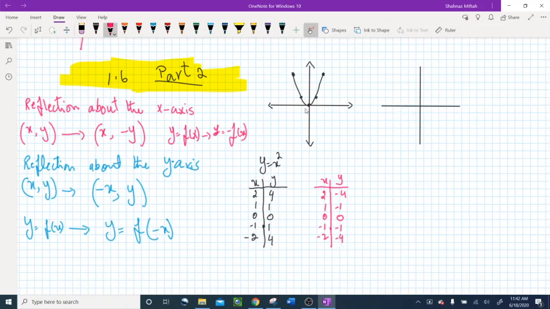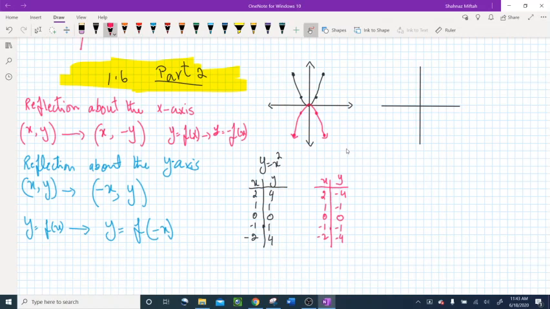So let's graph that and see if we get the reflection across the x-axis. That's the x-axis, that's the y-axis. So (2, negative 4), then (1, negative 1), (0, 0) stays there, (negative 1, negative 1), and (negative 2, negative 4). So look, this is a reflection across the x-axis. You see that? I'm reflecting like a mirror across the x-axis.